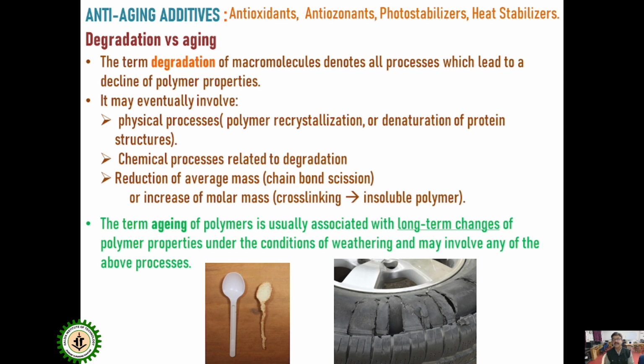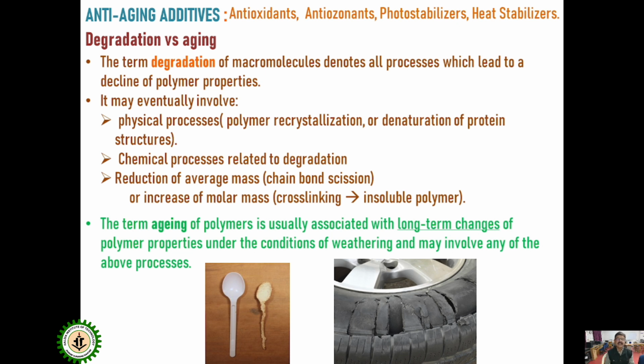Anti-aging additives. Aging means a kind of degradation. This is actually the natural degradation. So if any polymeric product is exposed to the environment, you will find that after some days some cracks will be developed and deterioration is completely visible. That is mainly the degradation of the polymeric molecule.